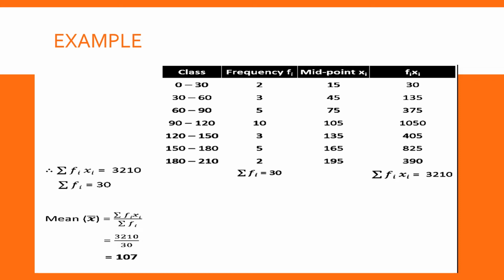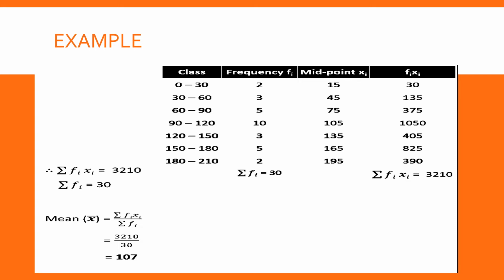You just put in the two values: 0 plus 30 divided by 2 is equal to 15. Similarly, 30 plus 60 divided by 2 will be 45. In the same way you find the midpoints of all the classes. You will create an extra column called the midpoint, and you will write the value of x. Now again we have to do the same thing. We have the value of x, we have the frequency, so you will create the column fx.